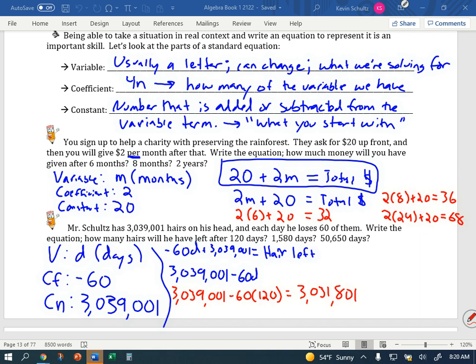After 1,580 days, same thing, only instead of 120, I'm plugging in 1,580. How many hairs do I got left? Catherine? Okay. I heard someone say that this is so confusing. How can I help? Where are you getting caught?